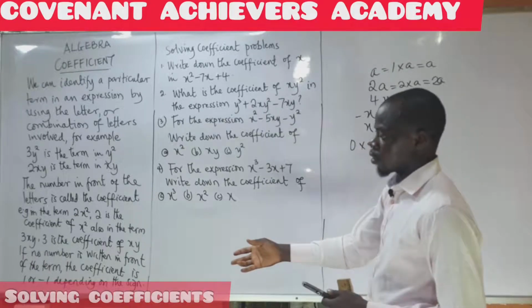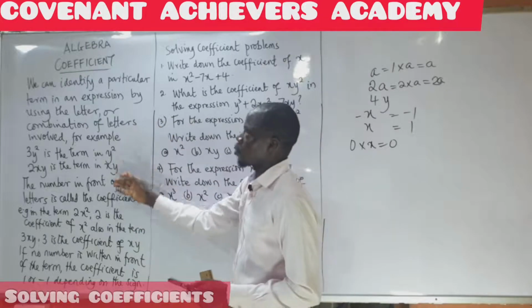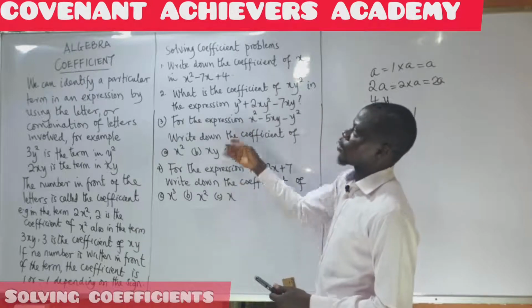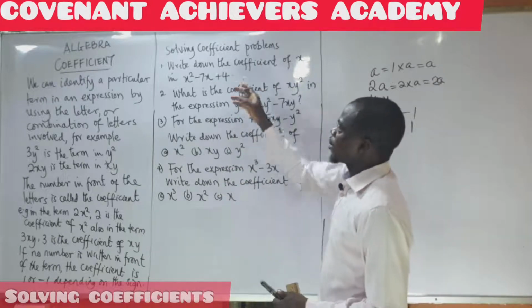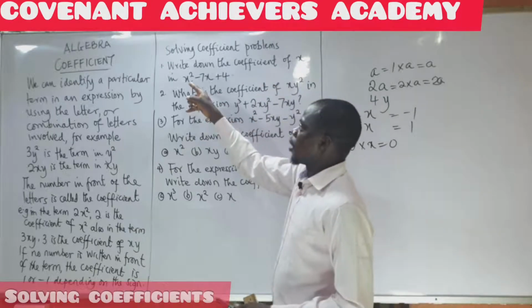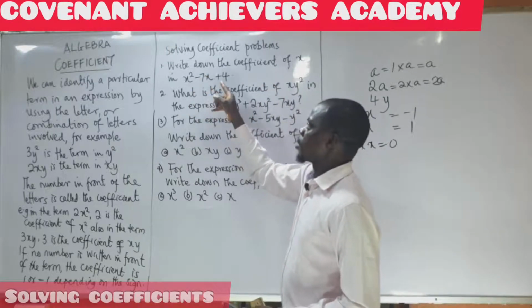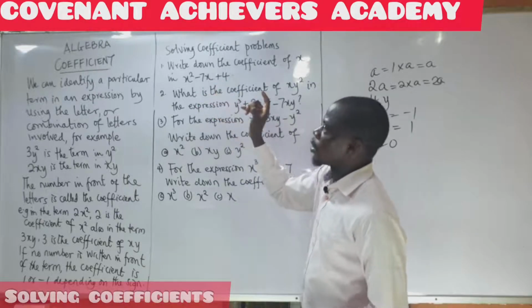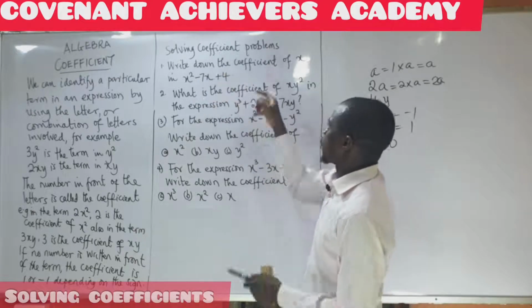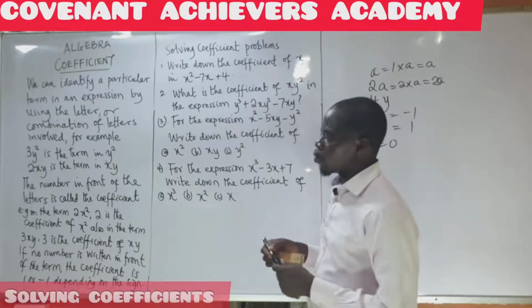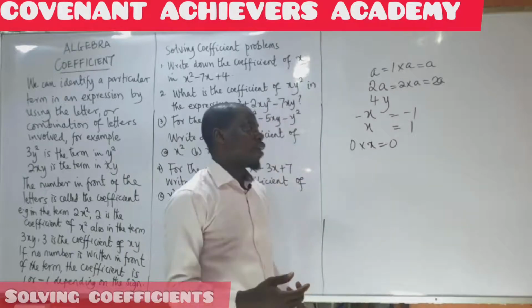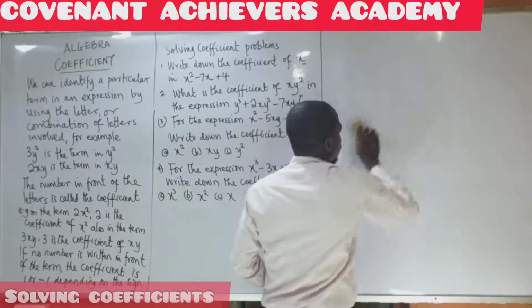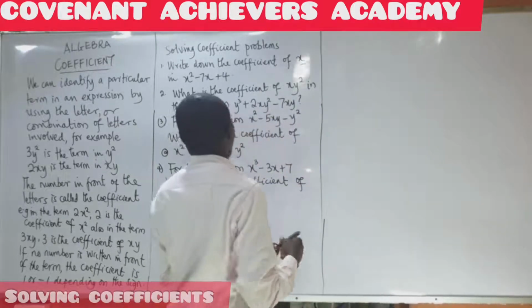Having said that, to explain what we refer to as coefficient, let's now see how we can solve questions on coefficients. So we're having solving coefficient problem. Write down the coefficient of x in x squared minus 7x plus 4. How are we going to solve this question? Remember what we are asked to do: to write down the coefficient of x. How will you write down the coefficient of x? We are going to see how to solve that. The expression we are given is x squared.